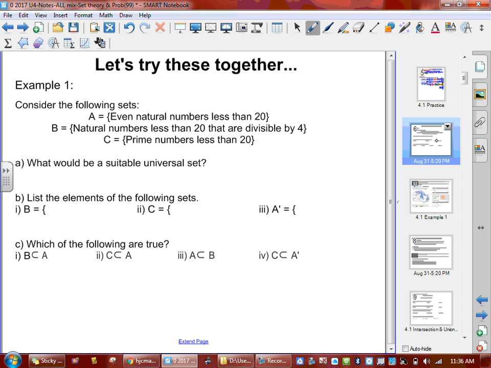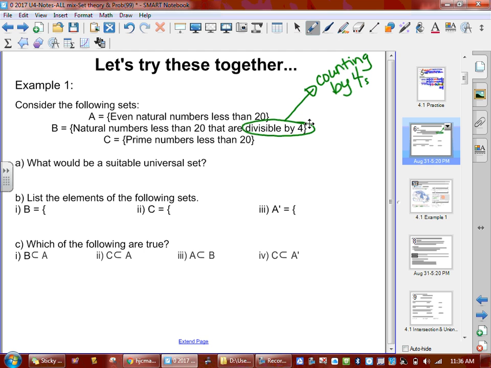All right, we're going to have even numbers less than 20 is set A. Set B is natural numbers less than 20, but they've got to be divisible by 4. So divisible by 4 means it's a multiple of 4, they're counting by 4s. Divisible by 4, I want you to write counting by 4s. Okay, counting by 4s. Prime numbers less than 20. So we need to be able to list all these numbers first.